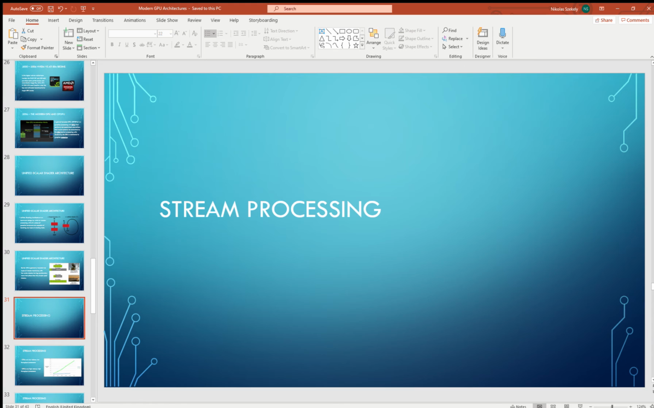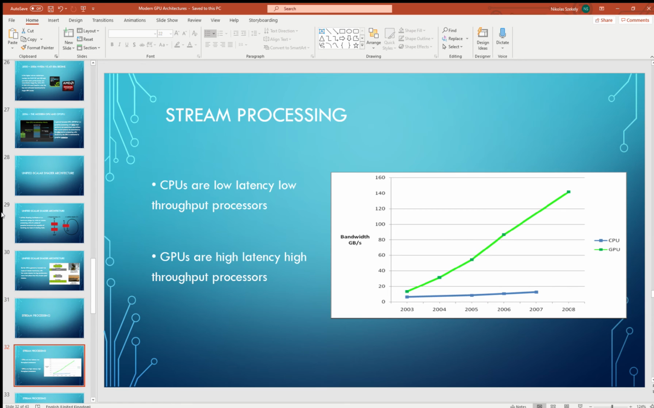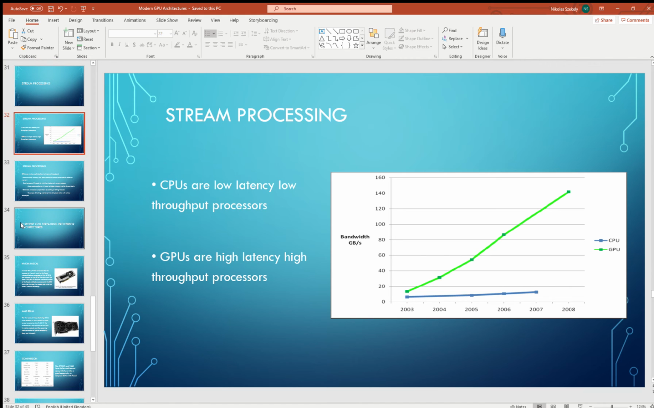And now, I'm just going to briefly explain what stream processing is. Firstly, we need to understand that CPUs are low latency, low throughput processors, and GPUs are high latency and high throughput processors. Stream processing is a computer programming paradigm that allows some applications to more easily exploit a limited form of parallel processing. Such applications can use multiple computational units, such as the floating point unit on a graphics processing unit or field programmable gate arrays, or FPGAs, without explicitly managing allocation, synchronization, or communications among these units.